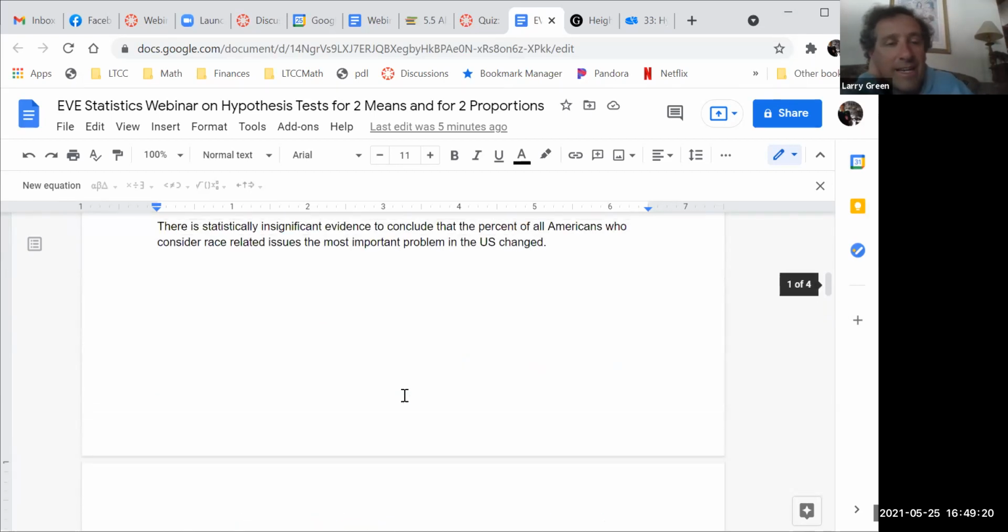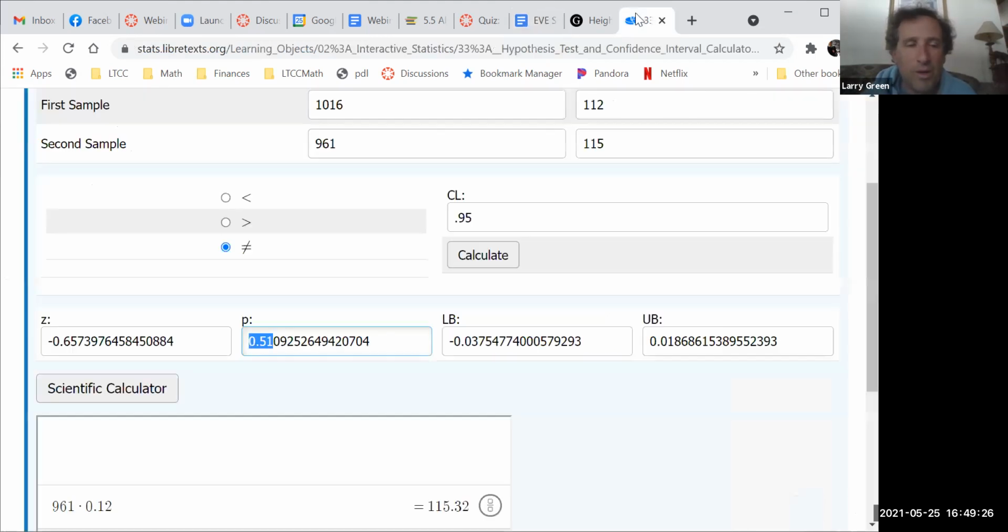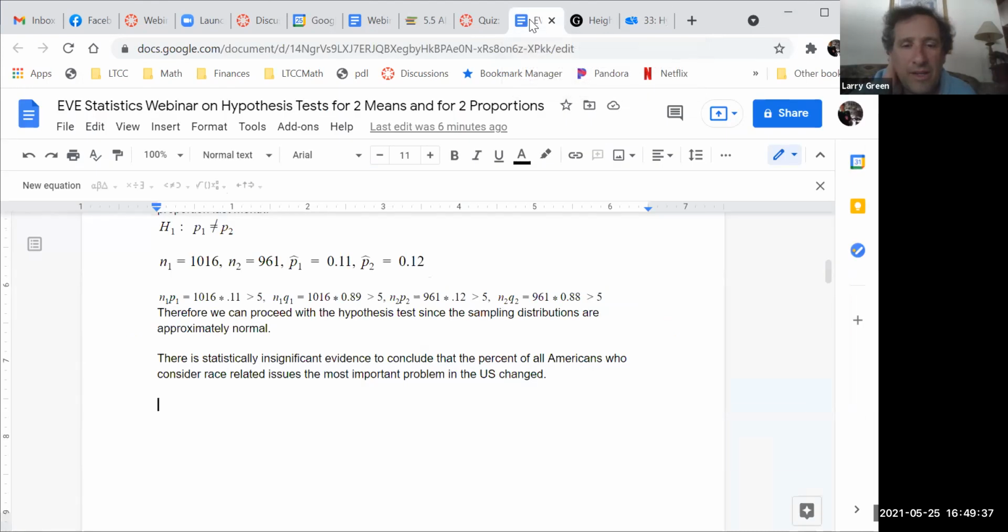Oh, you know what I forgot? I forgot to do the confidence interval. So let me just quickly do the confidence interval on this last one, and then we'll go back to this problem. So notice the confidence interval was between about negative 0.04 to 0.02. So let's write that out. And now let's interpret it.